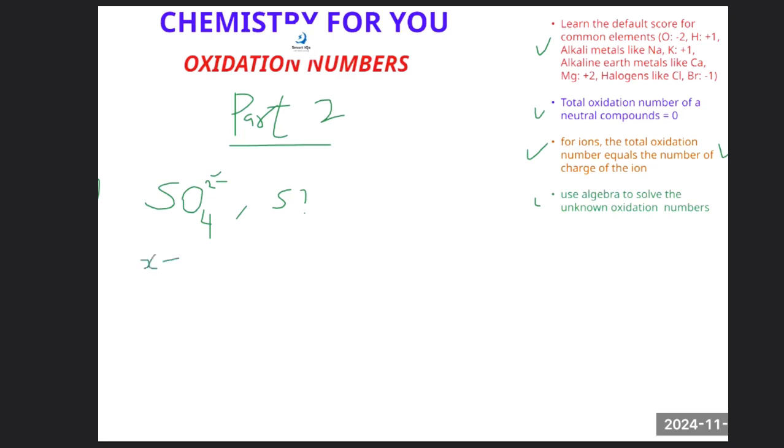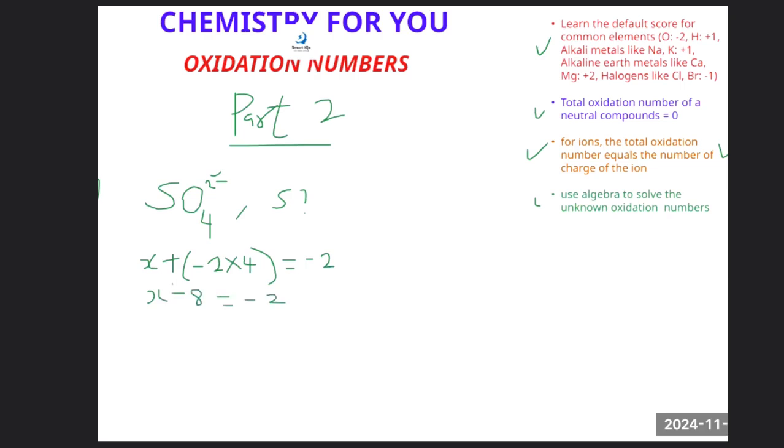So for sulfur, which is what we want to calculate, we don't know yet, it is represented as X. Then for oxygen, we already know that the oxidation number of oxygen is -2, and we have 4 of them. So we need to multiply it by 4. Then this will be equated to -2. So this is X plus -8, and this will be equal to -2.